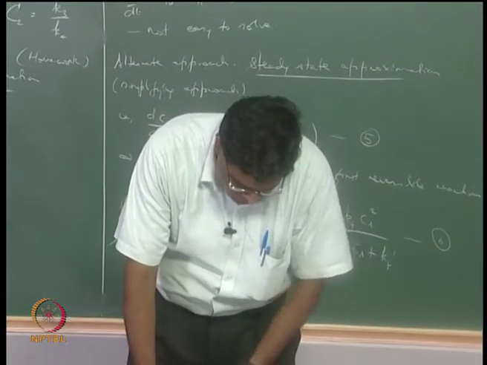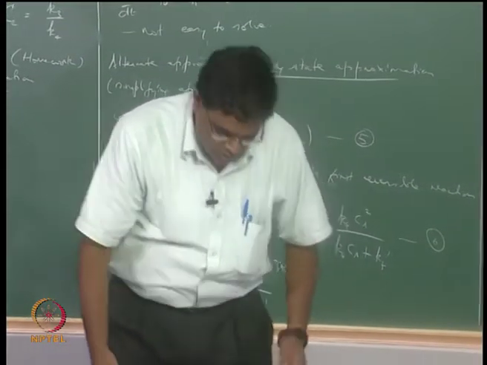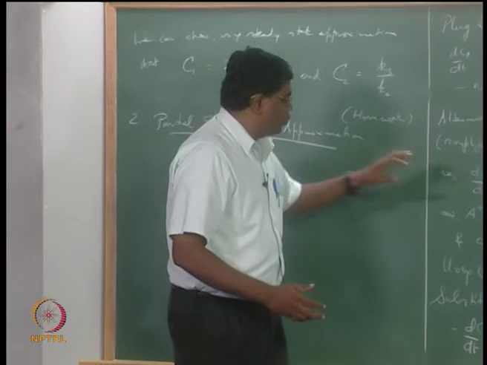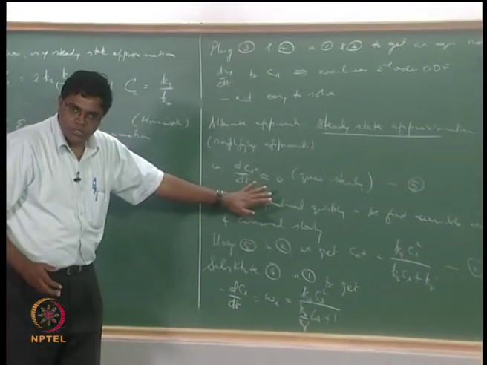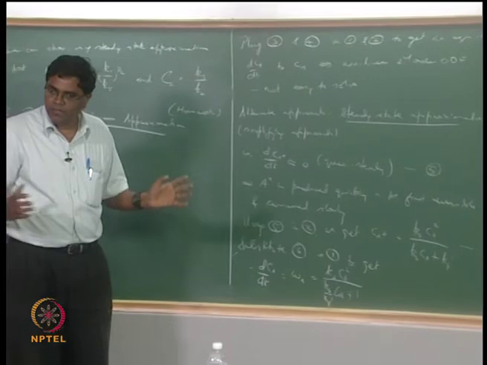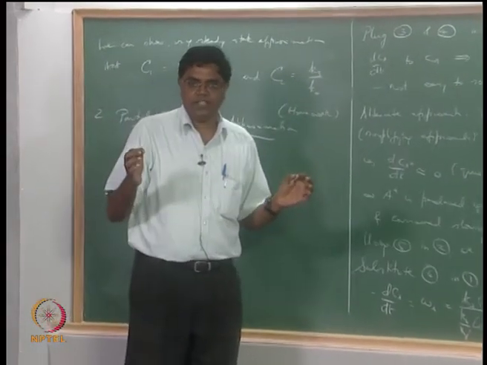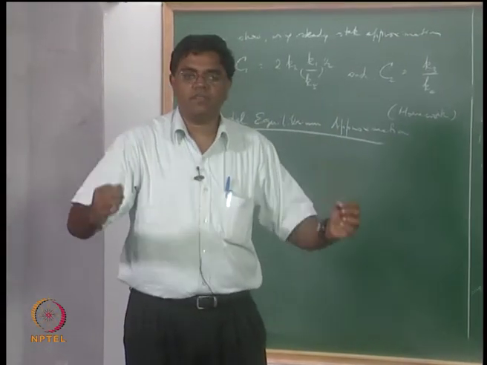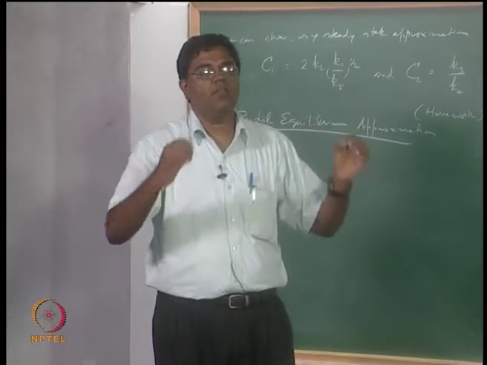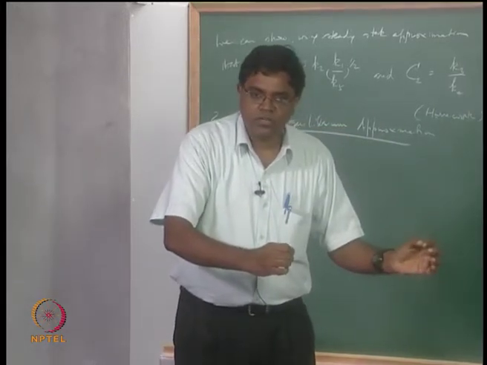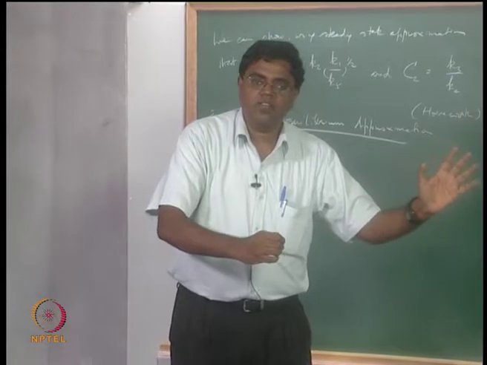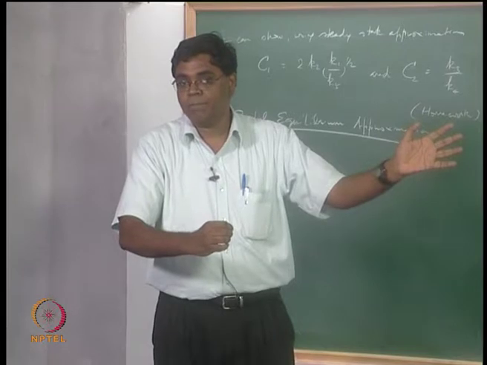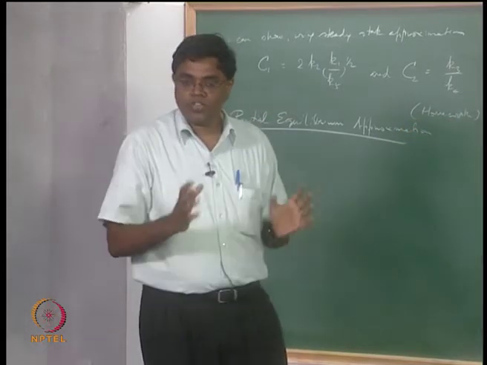Partial equilibrium approximation. Now this is a bit different from what we have done for the steady state approximation, but effectively leads to the same idea. The idea here is we want to try to get algebraic expressions for concentrations of intermediates as a function of concentrations of stable species, does not have to be reactants. Okay, so this is our goal.